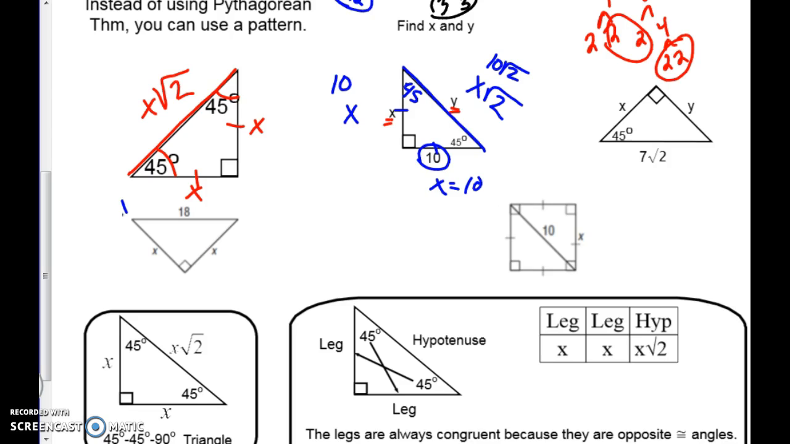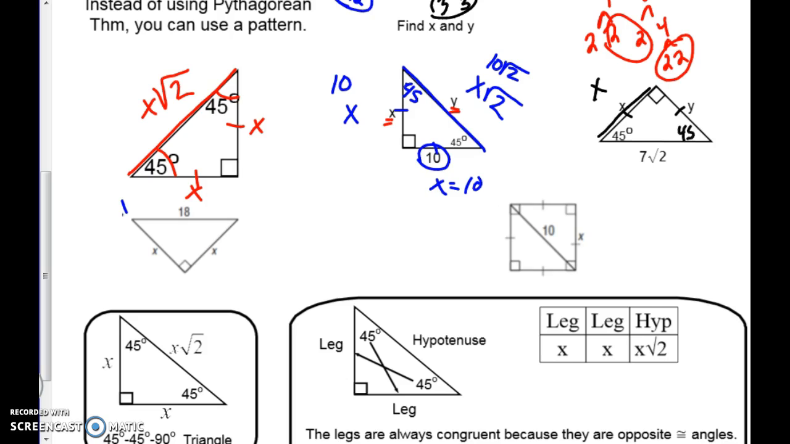All right, so let's take a look again. What about this one? Well, that looks a little ugly. But here I know that this angle is 45. How big is this angle? Doesn't that mean that these two sides are the same? Yeah. So think about the pattern. What could I call this side?